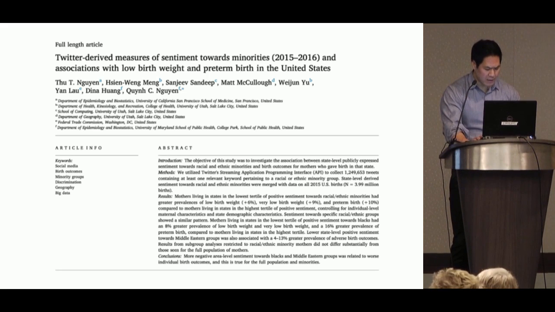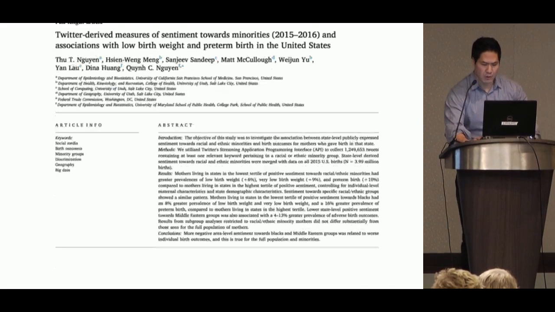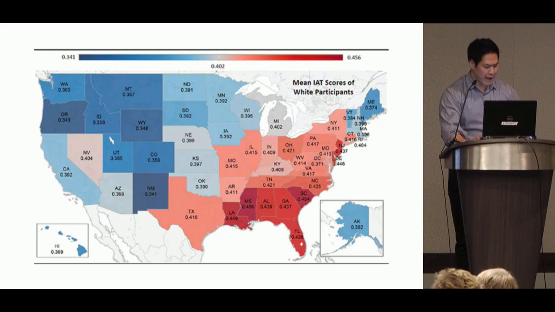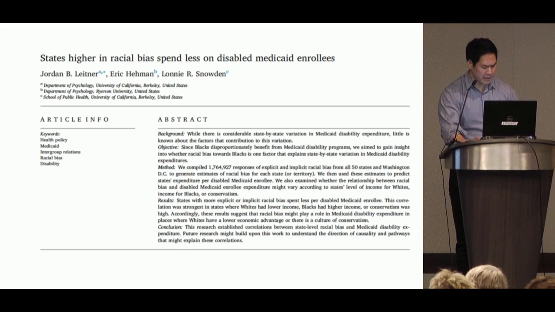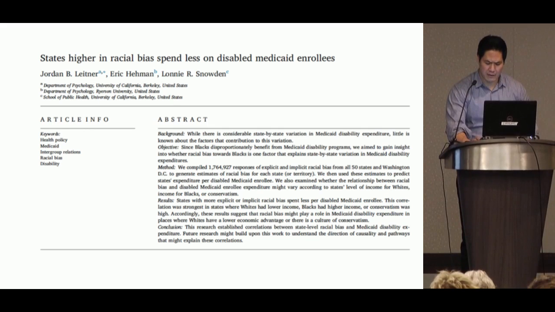In addition to social media data, we can also turn to other big data sources used specifically for research to capture racial attitudes. For example, this is a map of implicit racial bias measured using the Implicit Association Test, or IAT. For those who are not familiar with the IAT, it is a performance-based measure of implicit or unconscious attitudes. And using data from Project Implicit, which contained over 1.7 million responses to the IAT from all 50 states and Washington, D.C., Leitner and colleagues found that those states characterized by greater levels of implicit anti-black bias spent less on Medicaid.